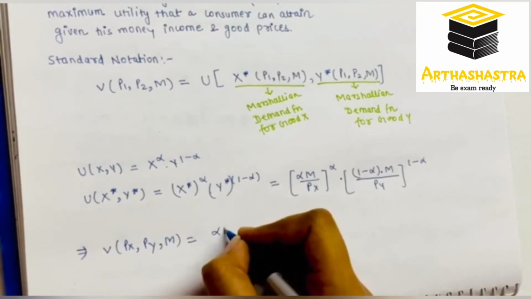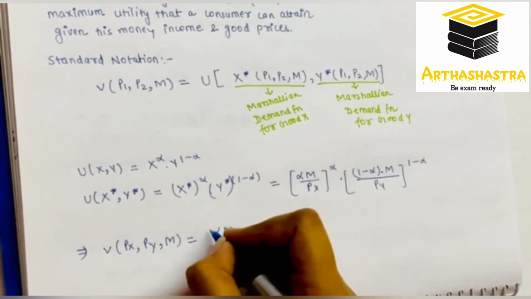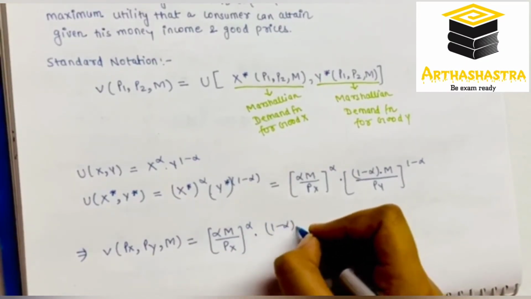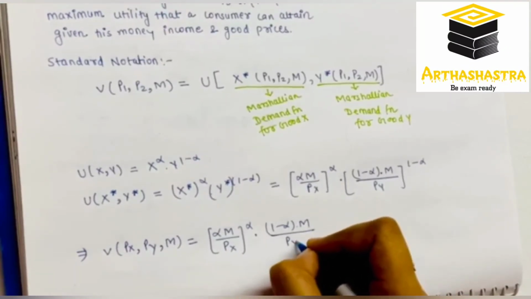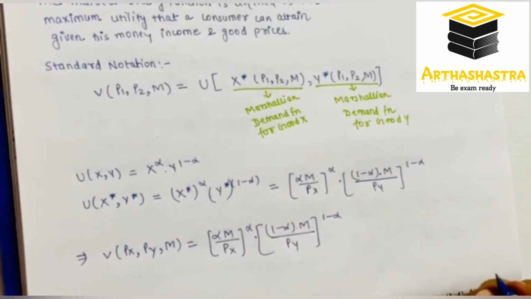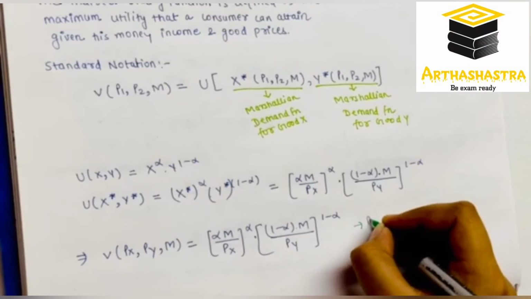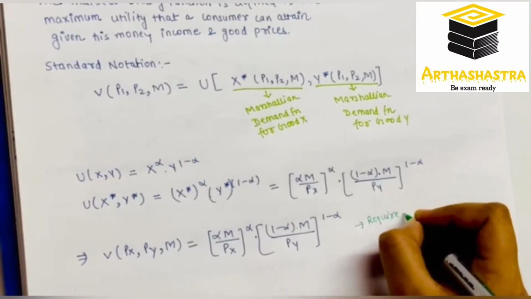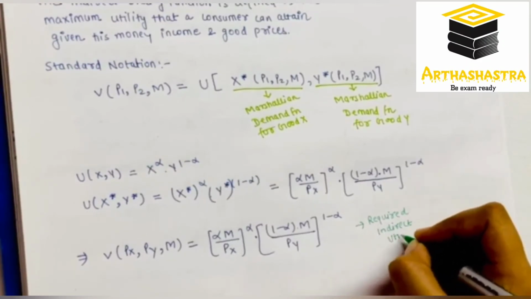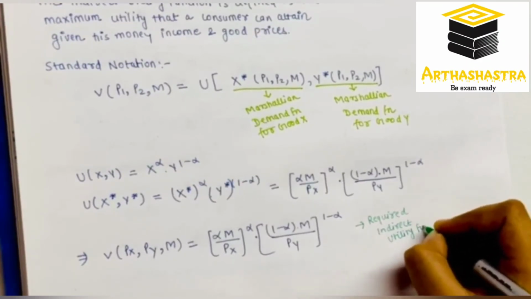So it's (alpha m over px) to the power alpha, times ((1 minus alpha) m over py) whole raised to the power 1 minus alpha. Now we can simplify it if we want, but if we are leaving it there, then it's no problem. So we can say it's our required indirect utility function.